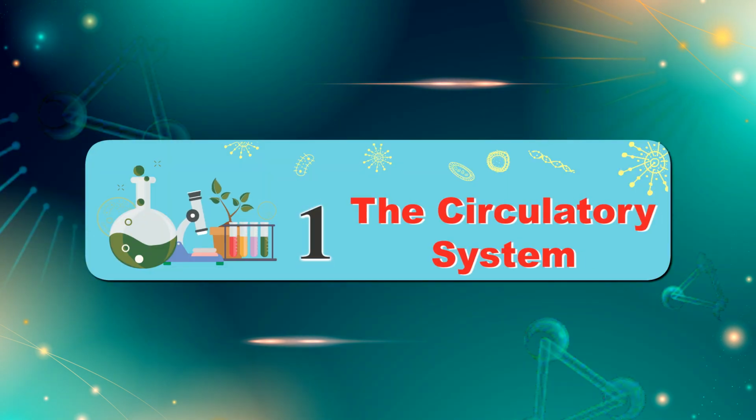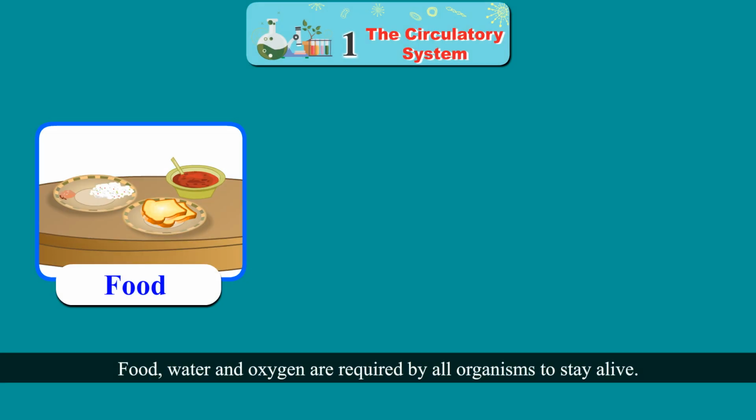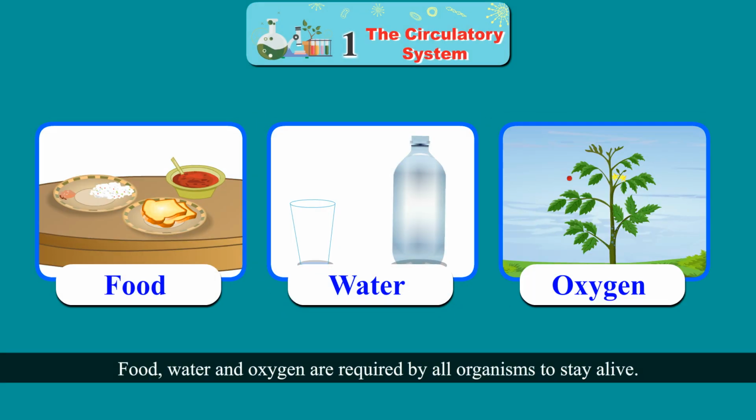Chapter 1. The Circulatory System. Read on. Food, water and oxygen are required by all organisms to stay alive.